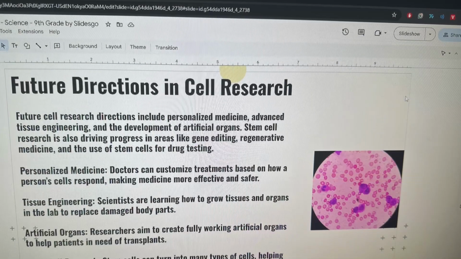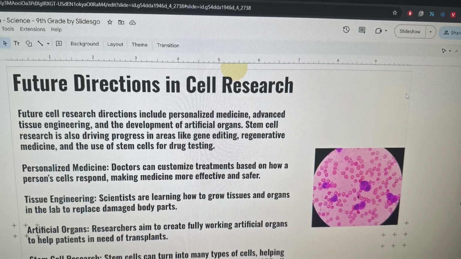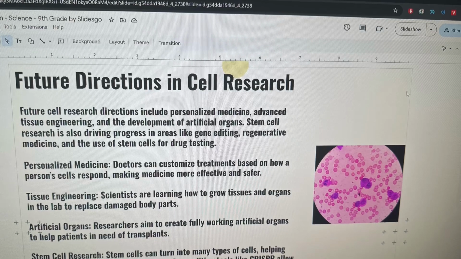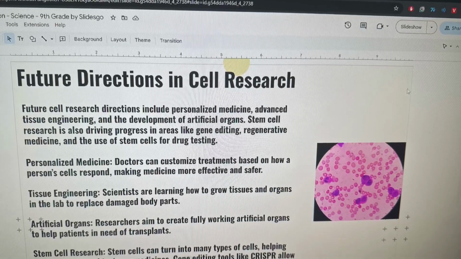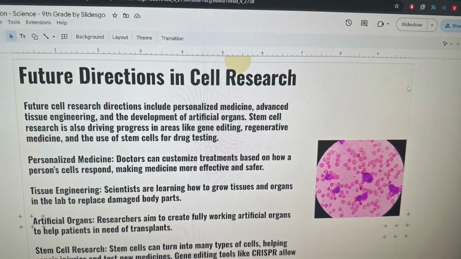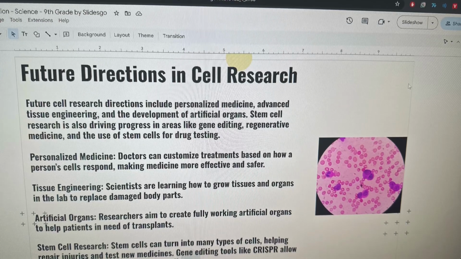The future direction in cell research. The future of cell research includes personalized medicine, advanced tissue engineering, and the development of artificial organs. Stem cell research is also driving progress in areas like gene editing, regenerative medicine, and the use of stem cells for drug testing.